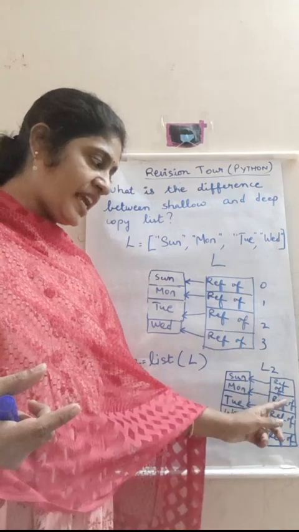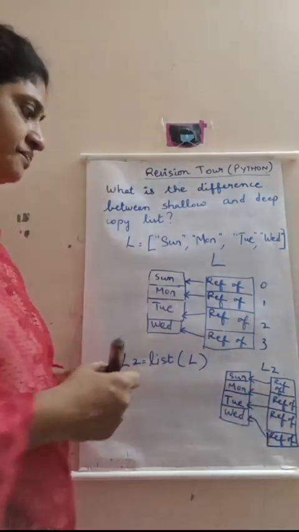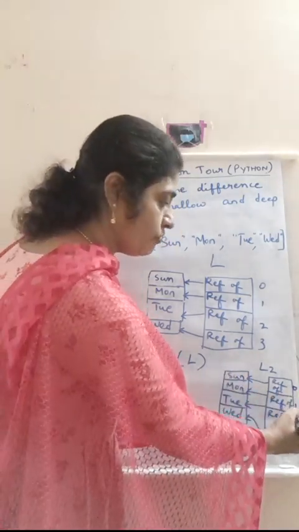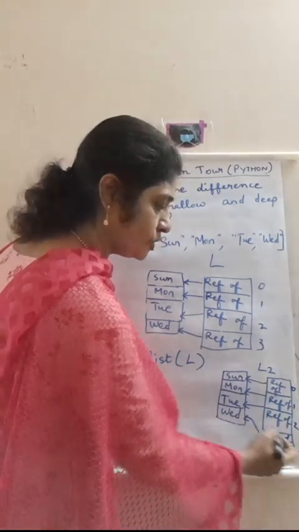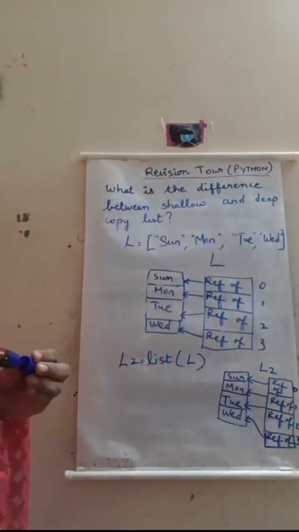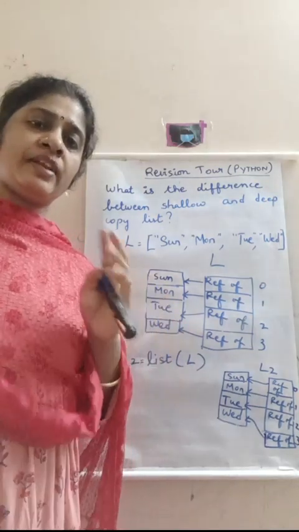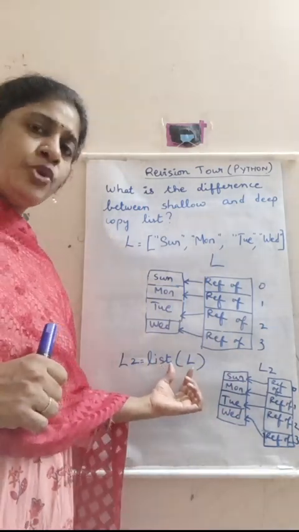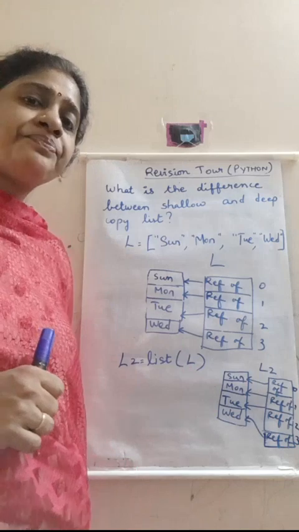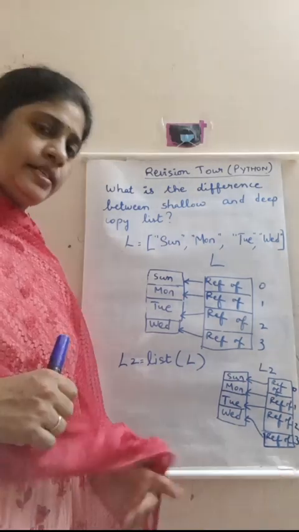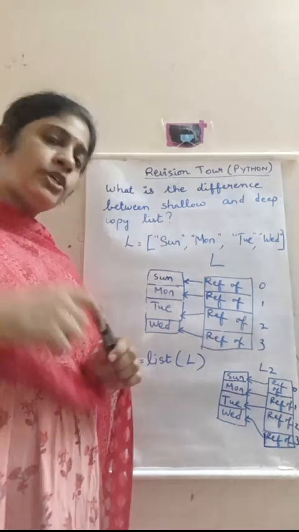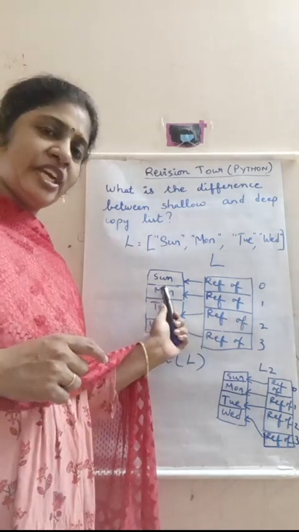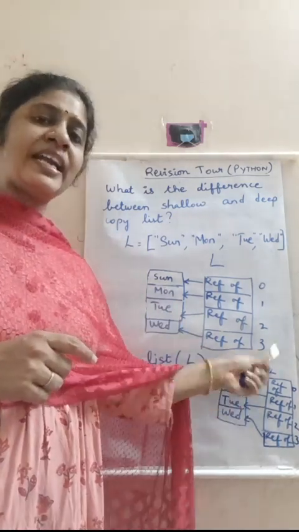In L2 of 0 the reference of Sunday, in L2 of 1 the reference of Monday, in 2 Tuesday, and in 3 the reference of Wednesday will be stored. New memory will be allocated for L2. If you do it like this, a new copy will be created. This is called a deep copy of the list. If I make changes in L2, these changes won't be reflected in L because it is another location.